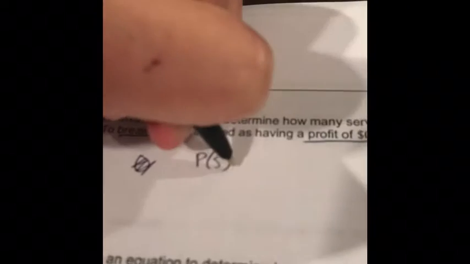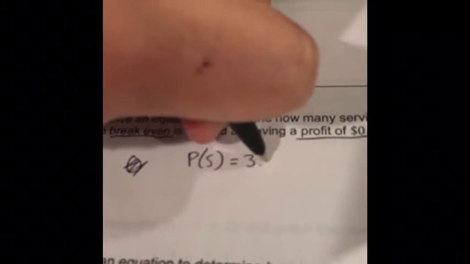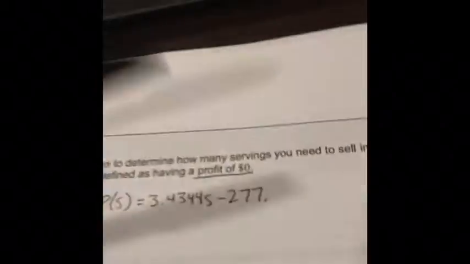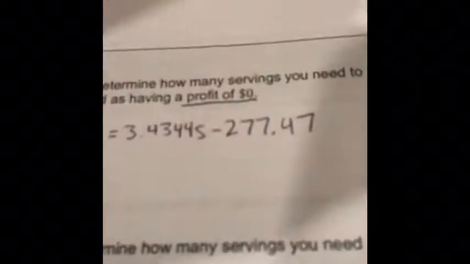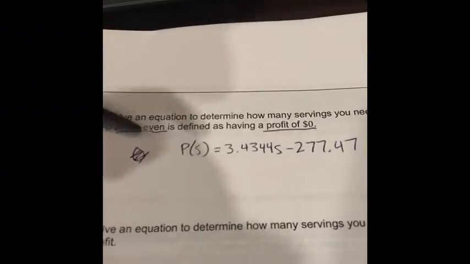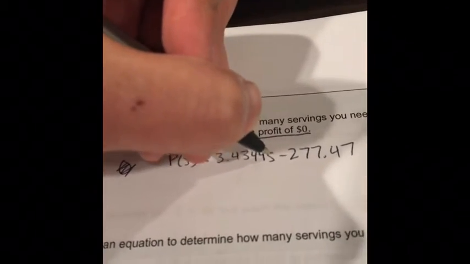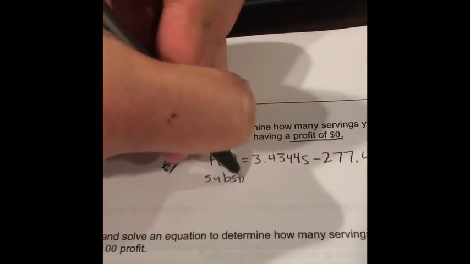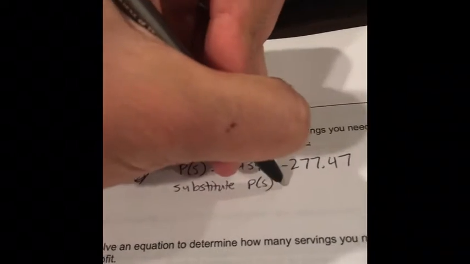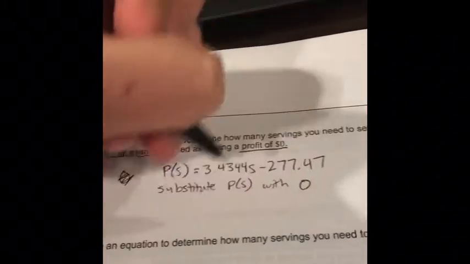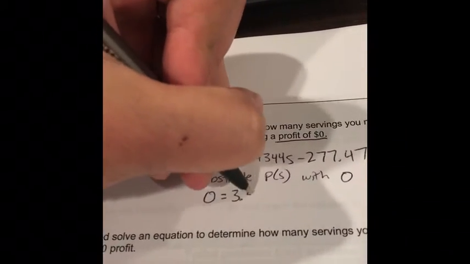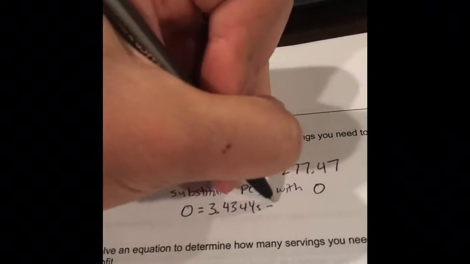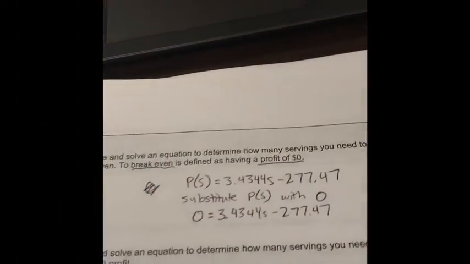Start with your original function. Here's mine. P of S equals 3.4344S minus 277.47. So you're going to take this, but instead of substituting for S, you're going to substitute for P of S, which is my output. So substitute P of S with 0. So 0 equals 3.4344S minus 277.47. All right.